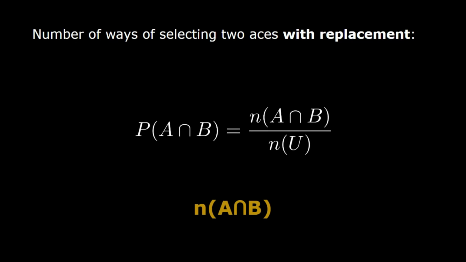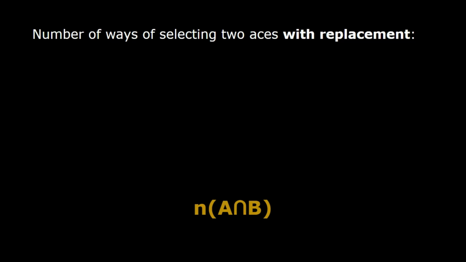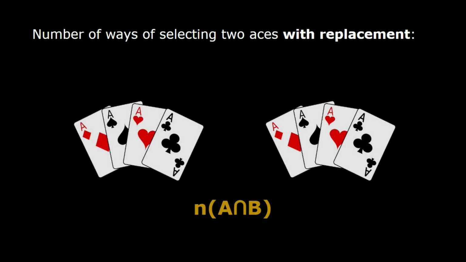And now for the number of ways of selecting two aces with replacement, we just have to consider how many ways we can pick an ace in the first choice. This is going to be our numerator in our probability calculation, the number of elements in our A and B set. And of course, I'm dealing with set notation here in the midst of our user-friendly probability definition of favorable outcomes divided by total. So this is going to be our numerator, and of course, there's going to be four aces to pick on the first choice.